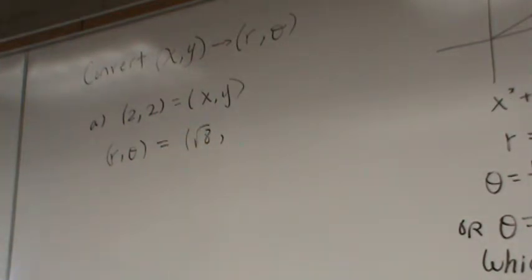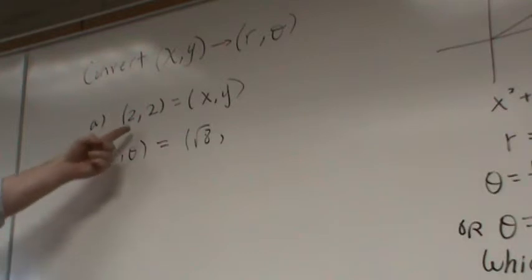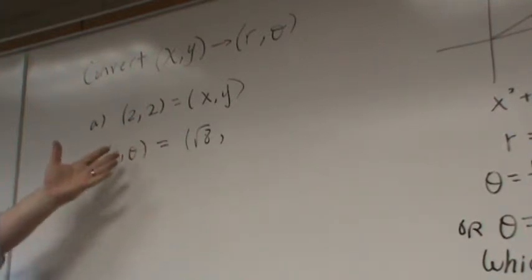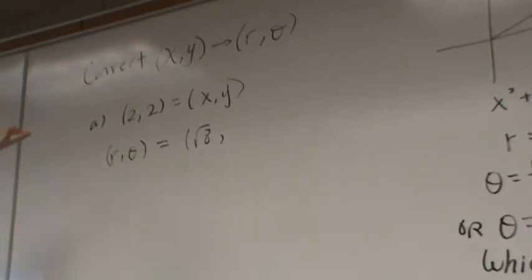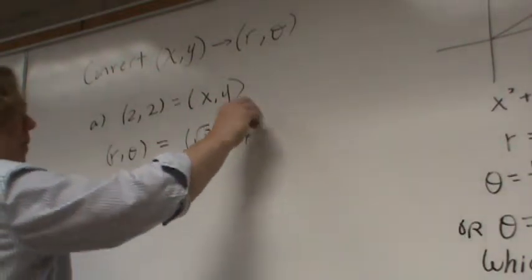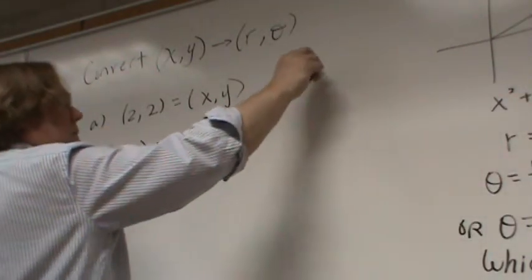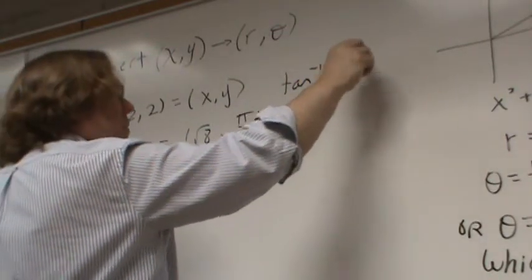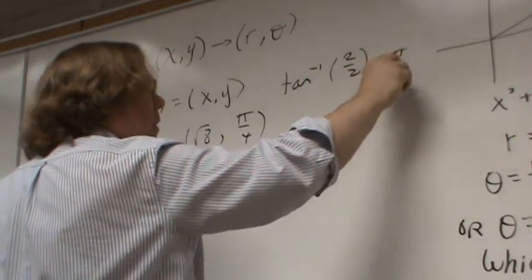What's my theta going to be? Yeah, pi over 4. How'd you get that? Inverse tangent. Okay, inverse tangent. Or did anyone just plot 2 comma 2 and realize it makes a 45-degree angle with the x-axis? That's fine too. Either way, you get 45 degrees or pi over 4, because the inverse tangent of 2 over 2 is equal to pi over 4.